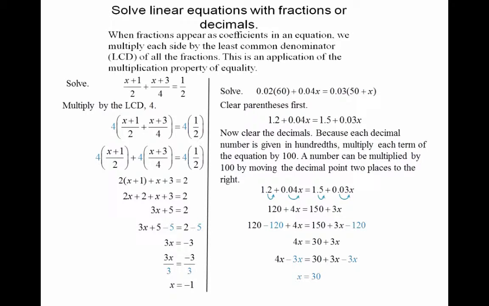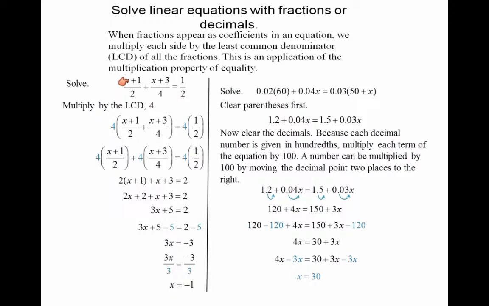Solve linear equations with fractions or decimals. When you see an equation like this, where you have fractions in there, the first step is to clear the fraction. To do so, you need to find the LCD among all the fractions. Here, 2, 4, 2. The LCD here is 4. The least common denominator is 4.